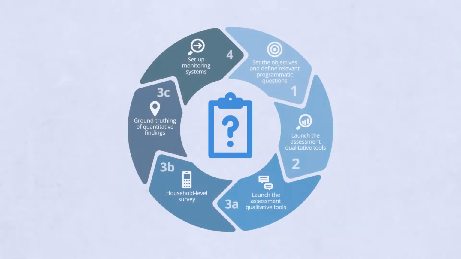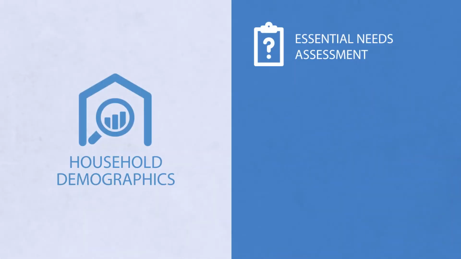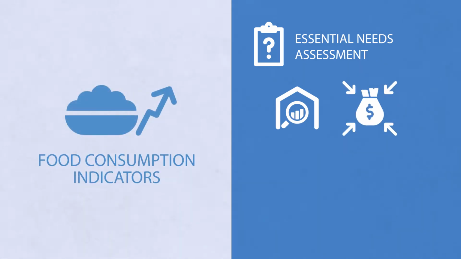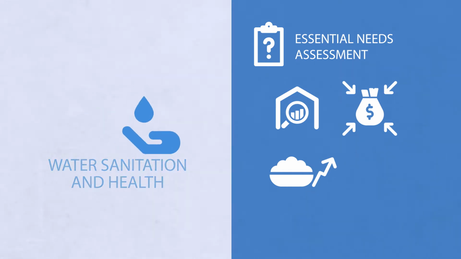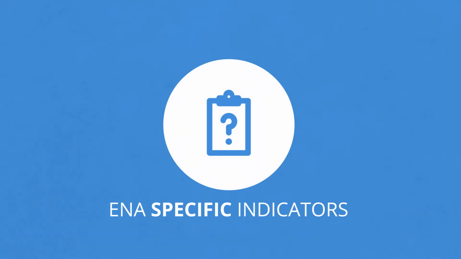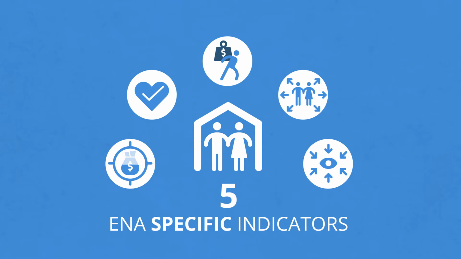Essential needs assessments require the usual food security and socioeconomic indicators used in other types of assessments. These, for example, include household demographics, information about income sources and livelihoods, food consumption and nutrition indicators, information on water, sanitation and health as well as shelter. But what are essential needs assessment-specific indicators? There are 5 indicators at household level.